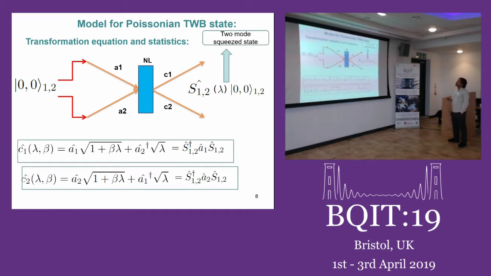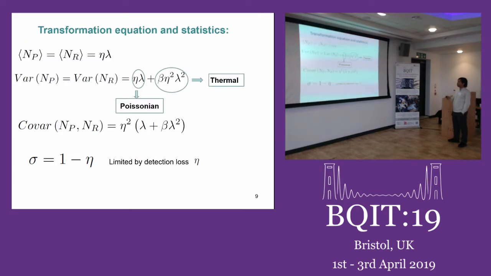Now we'll go to the Poissonian twin beam state. It is known that if you pump a nonlinear crystal, then at the output, if you consider the degenerate case, the output state is nothing but the two-mode squeezed state with the following transformation equation. We have calculated the mean and the variance, and it's important that the detection efficiencies in the two arms are the same, and the variance takes this form.